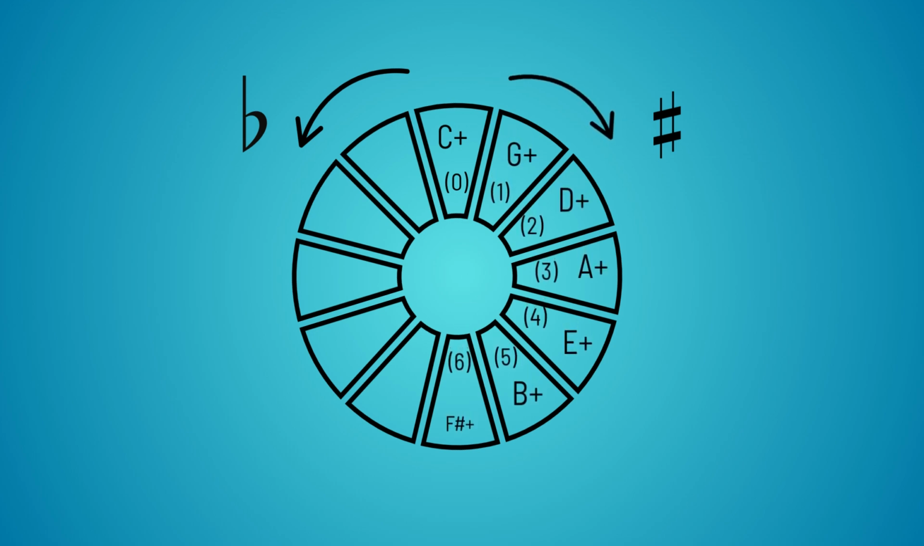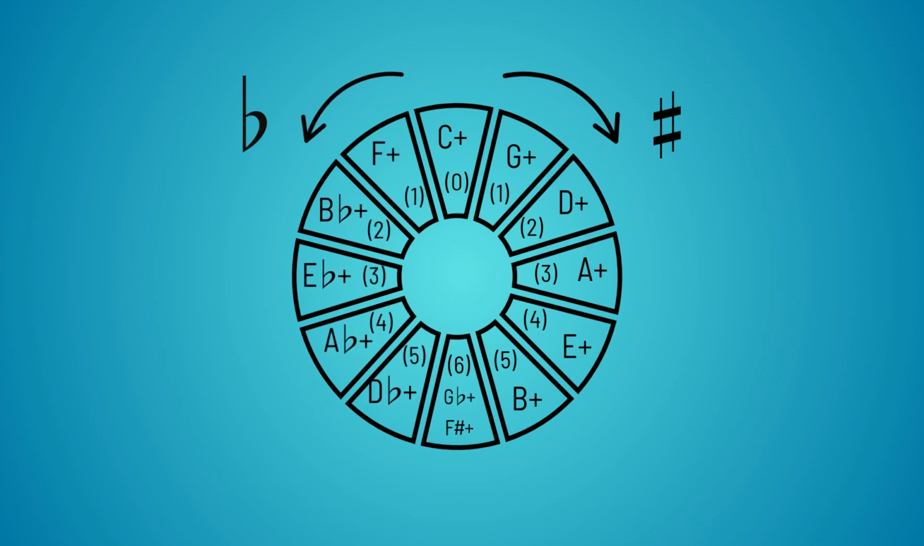When we move clockwise around the circle, each new key begins a perfect fifth above the previous key and adds one sharp. C major has no sharps. G major has one sharp. D major has two sharps. A major has three. E major has four. B major has five. And F sharp major has six sharps. This is why the diagram is called the circle of fifths. Each neighboring key is separated by the interval of a fifth.